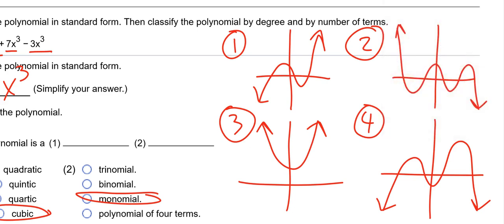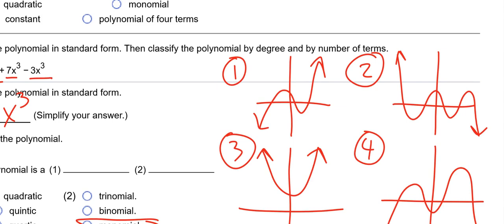Okay. The next thing we need to talk about, which goes with the next question, is something called end behavior. What they want to know is what's going on the far right side of the graph, and what's going on the far left side of the graph. That's really what we're trying to get at here.